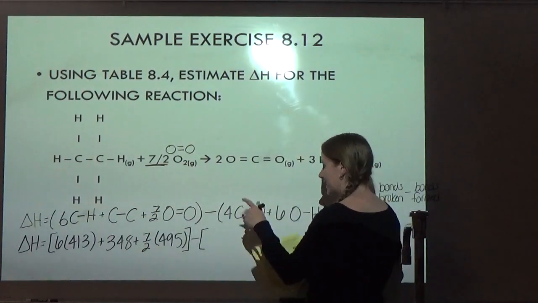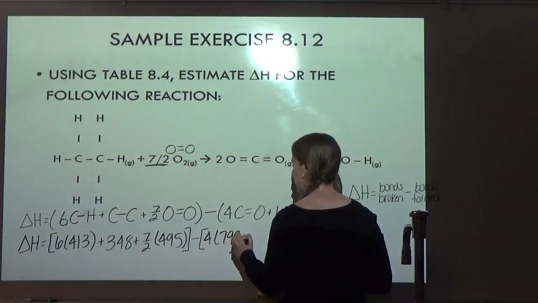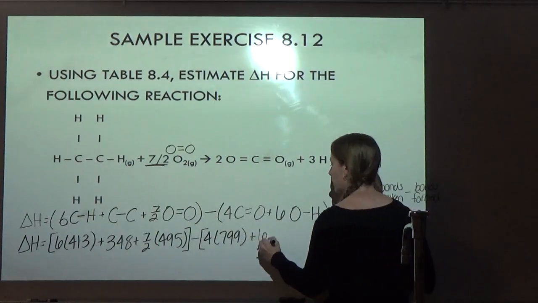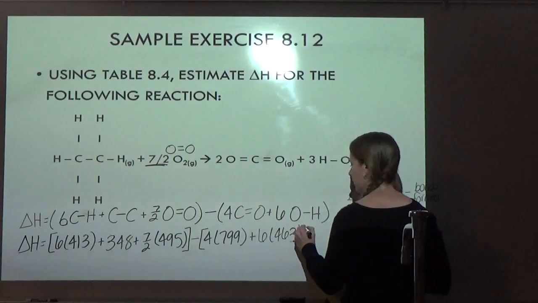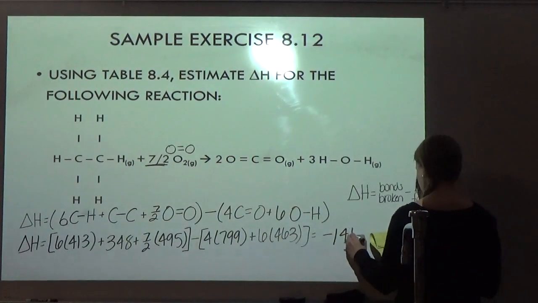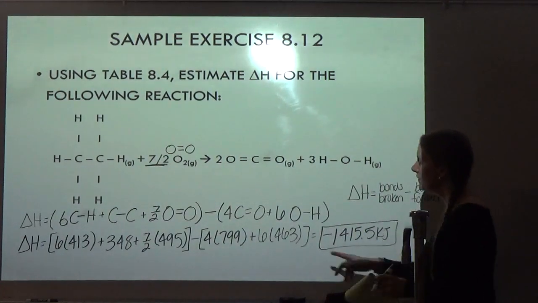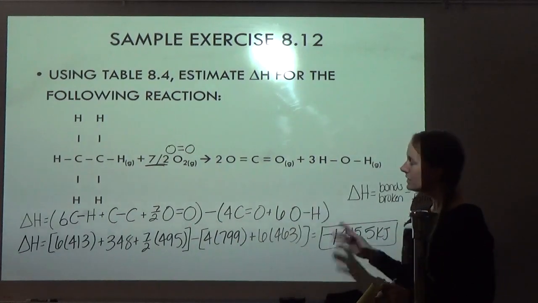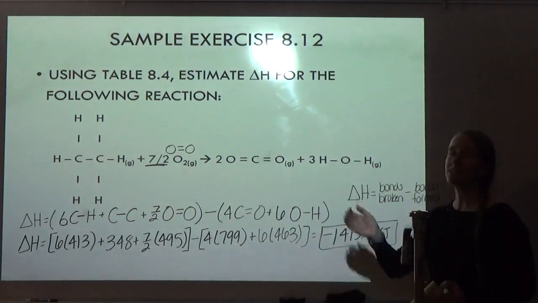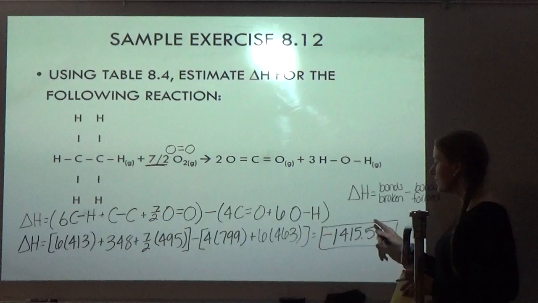All right, and so then my C double bond O was 799, but I'm going to multiply that by 4. And then my OH bond was 463, but I'm going to multiply that by 6. And so once I do all that, I end up getting negative 1,415.5, and my unit is kilojoules, because all of these numbers are in kilojoules per mole. Some of you have trouble getting all of this in the calculator correctly, so this is one of the only times I don't put units there for you to see. But that's what I end up getting.